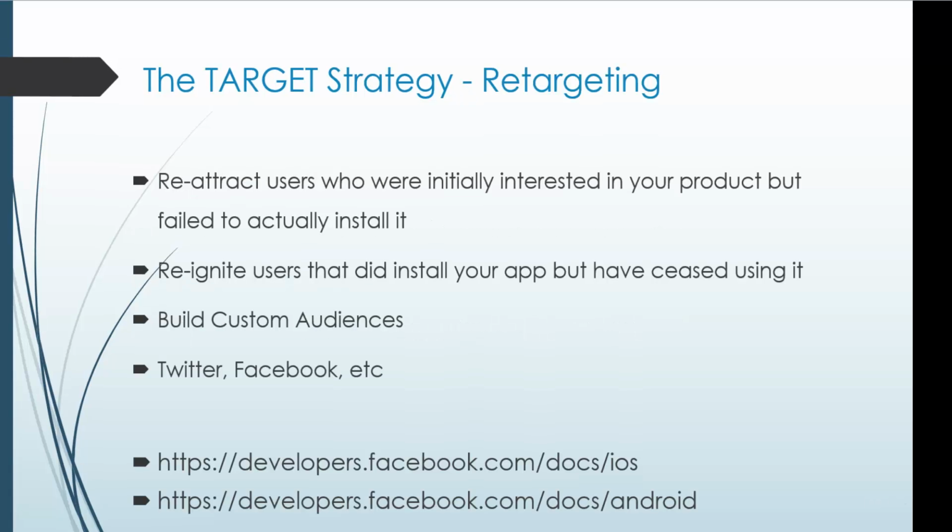Another really important tool when using the target strategy, or any strategy for that matter, is retargeting. There are two common scenarios involved when retargeting. Either you want to reattract users who were initially interested in your product but failed to actually install it, or you want to reignite users that did install your app but have ceased using it. So you want to use past or current customers for new sales, and this allows you to build custom audiences, and you can do this through social media. Both Twitter and Facebook have retargeting methods where all you have to do is enter a script tag or implement the SDK, and you'll be able to do social retargeting.